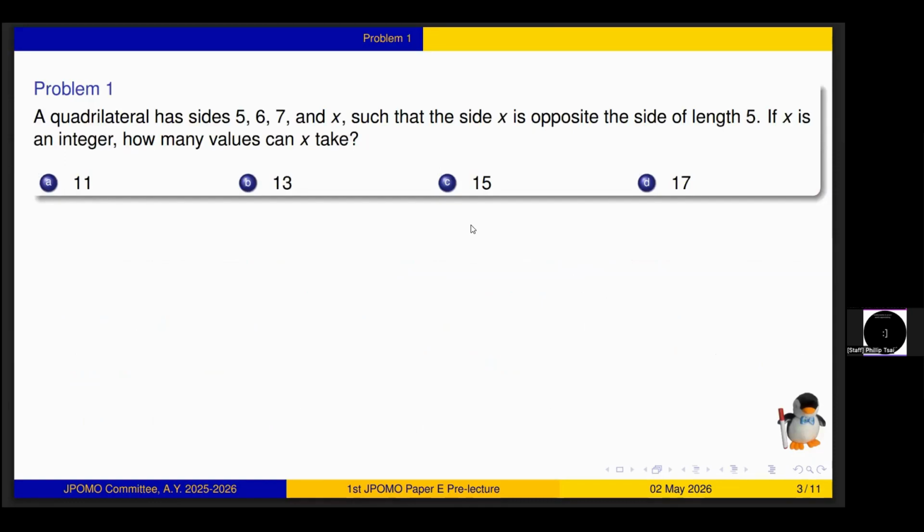A quadrilateral has sides 5, 6, 7, and x, such that the side x is opposite the side of length 5. If x is an integer, how many values can x take?